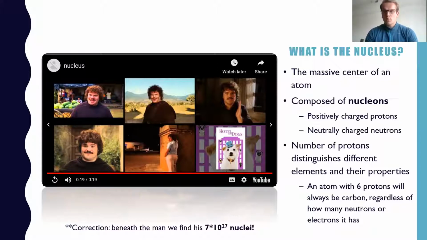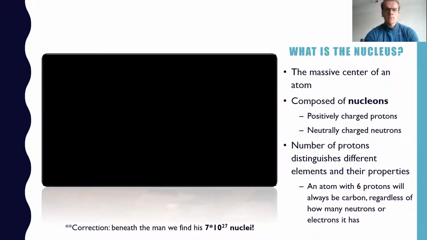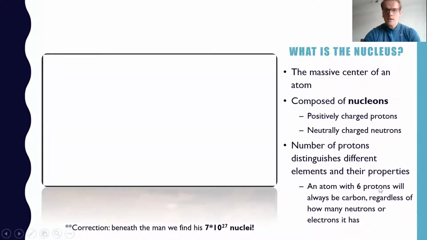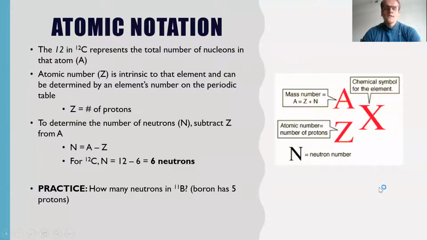So protons are positively charged nucleons, and neutrons are neutrally charged nucleons, so they have no charge. And we differentiate between different elements, different atoms, by the number of protons in that element. So for instance, carbon will always have 6 protons, regardless of how many electrons or neutrons it has.